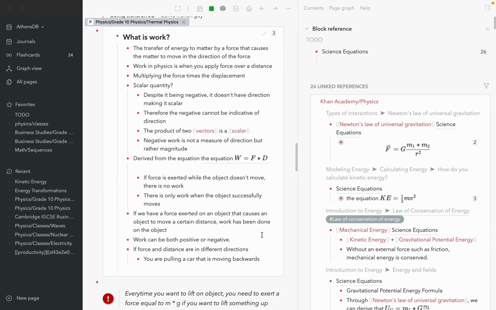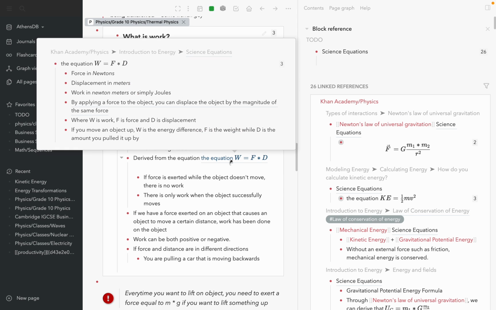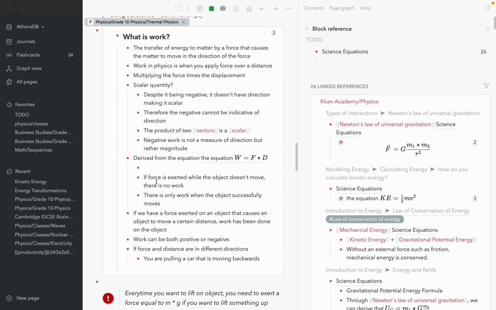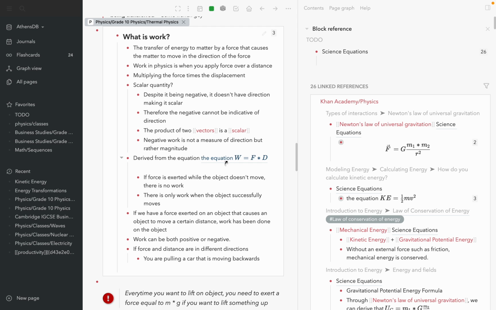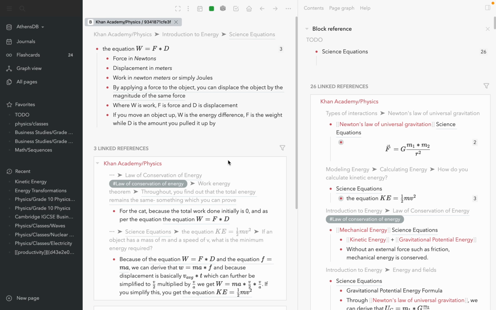Let me show you some more places where I've referred to it. Like in this, I refer to this equation, work is equal to force times distance. And bringing up this tooltip, you can see that it was defined in Introduction to Energy in Khan Academy Physics. So over here, let's actually just open this in the main view. And over here you can see what I've made the definition.